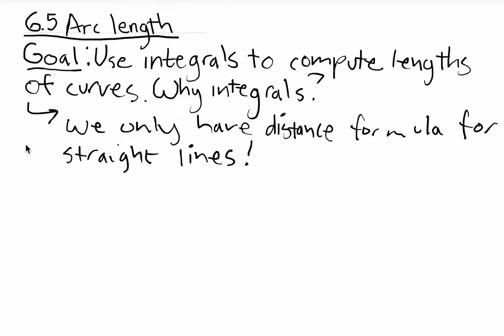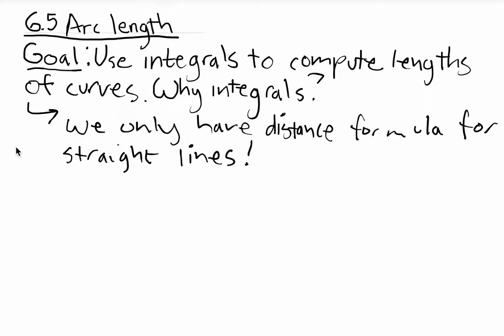Geometric formulas only take us but so far, right? We have area formulas for things like squares and circles, but not general area under curves. We have volume formulas for things like cones and boxes and spheres, but not general solids of rotation or general solids. Similar deal here, we only have a distance formula for straight lines, but not for general curve length.